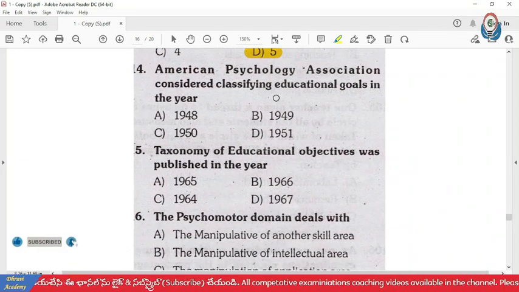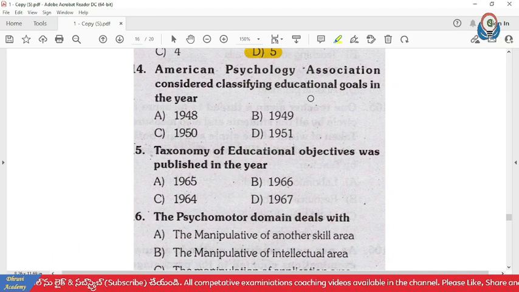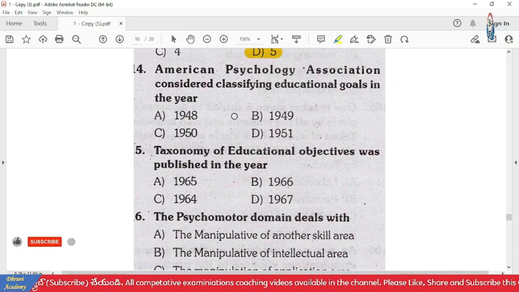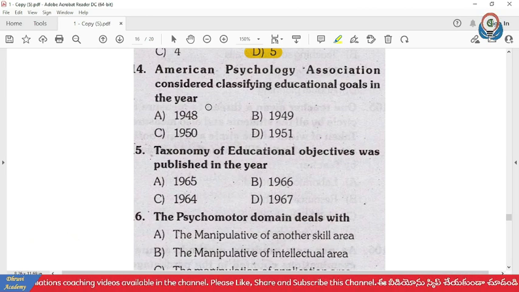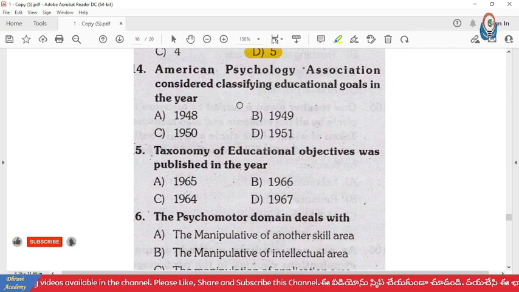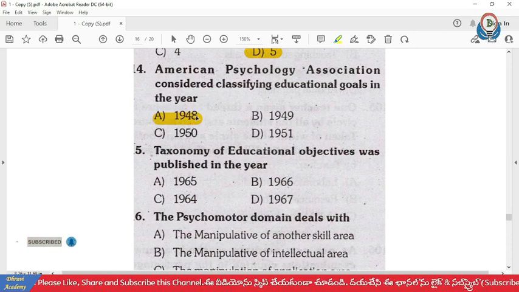American Psychology Association considered classifying educational goals in the year A. 1948, B. 1949, C. 1950, D. 1951. Which is the right answer? In the year 1948. This is the right answer.